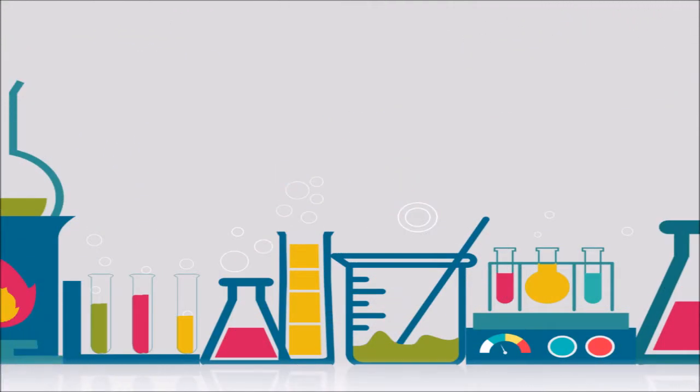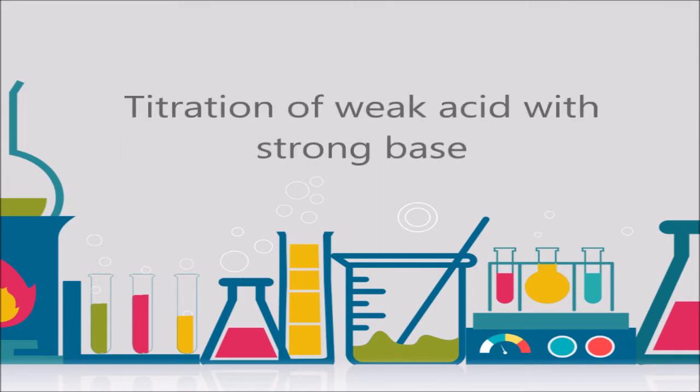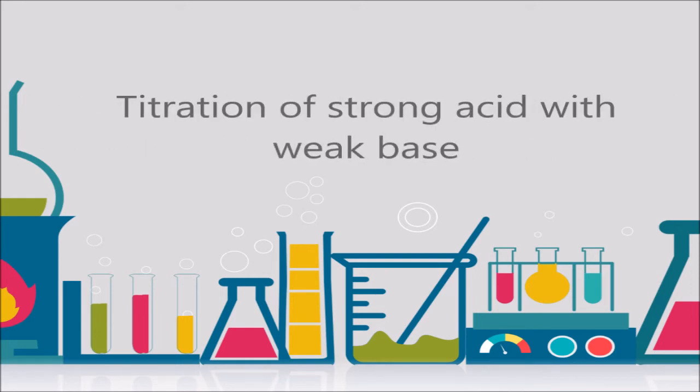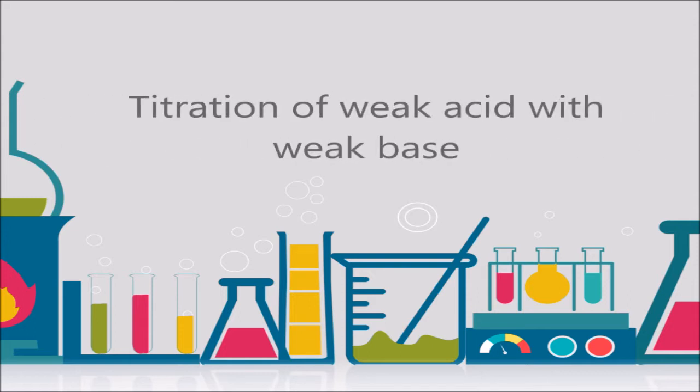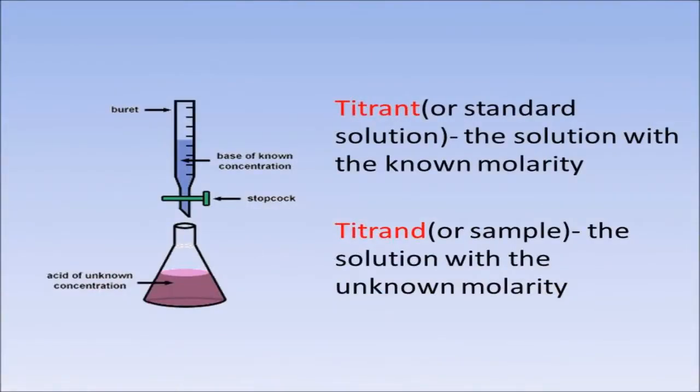There are four types of acid-base titration. First one is titration of a strong acid with a strong base. The second one is titration of a weak acid with a strong base. The third one is titration of a strong acid with a weak base. And the last one is titration of a weak base with a weak acid. Titrant or standard solution is the solution with a known molality. And titrand or sample is the solution with an unknown molality.